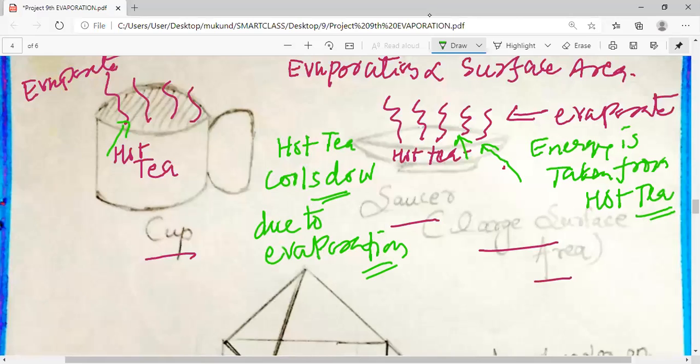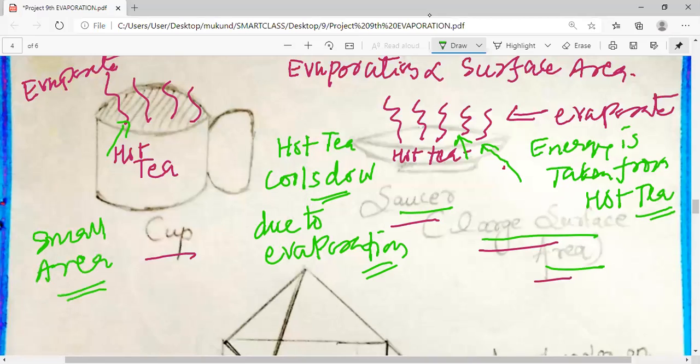Please remember, my dear students, that we either fill the tea in a cup or we fill the tea in the saucer. In both these cases, when the tea is hot, the hot tea takes energy from itself and it gets evaporated. When this tea gets evaporated, the hot tea becomes cooler due to the evaporation, and we can drink that tea very easily. Now, can you tell me where you will find the tea to become cooler faster, with the large surface area or with the small surface area?